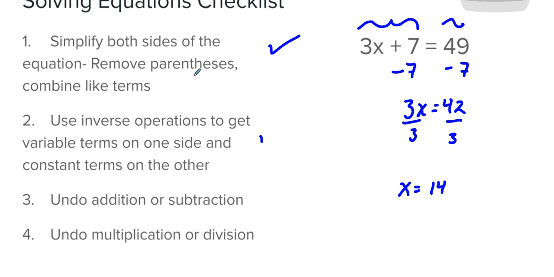But again, we didn't have to do step one. We did have to. We had to get all the constant terms, because in this problem, 3x plus 7 equals 49. We had a constant term on both sides. We had 7 and 49. These are constant terms. They're not going to change. It's always going to be plus 7 or positive 49. This part of the problem will change depending on what x is.